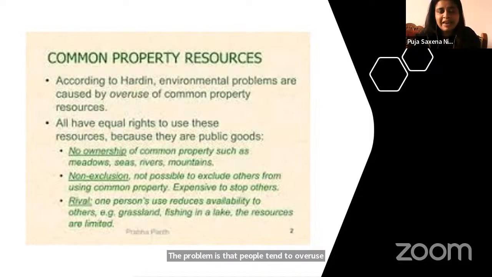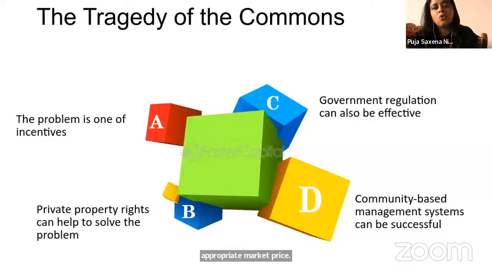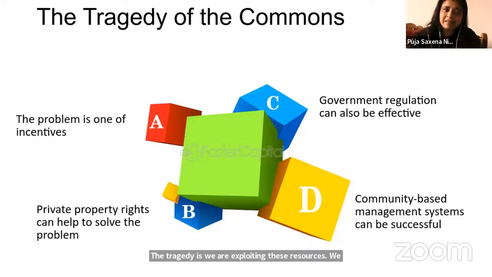In the field of economics, this is broadly known as the tragedy of the commons. Commons refers to common property resources. Because people are using them collectively, they do not carry an appropriate market price. People are not actually paying the price for them, and hence they tend to overuse them. What does this lead to? This leads to tragedy. We are exploiting these resources, degrading them, depleting them. So the problem is one of incentives.